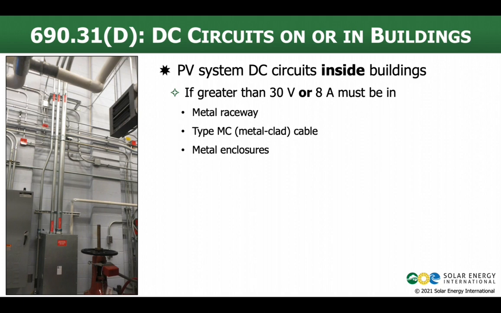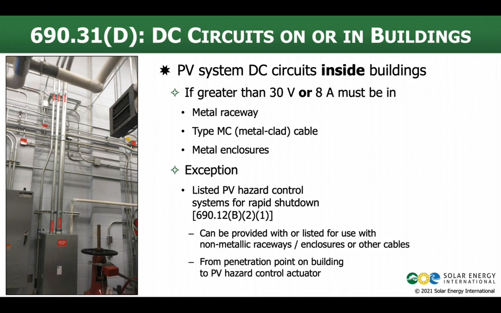So if that DC circuit is inside the building, it's got to be in one of these types of metal enclosures or raceways. As an exception, there often is in some of these cases, if we're using a system that has a listed PV hazard control rating, meaning it is listed to be used as a rapid shutdown means. We'll talk about rapid shutdown elsewhere. This only applies to roof-mounted systems on buildings.